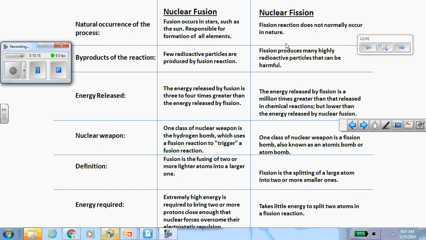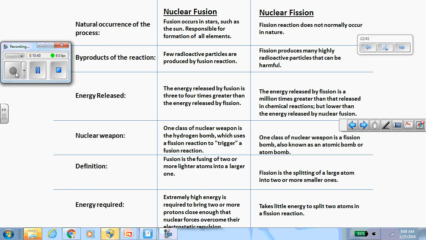The byproducts, however, of a fission reaction are many highly radioactive particles, and they can be very harmful. So that is a huge disadvantage of a fission reaction over a fusion reaction. A fusion reaction does take a whole lot more energy in order for this reaction to occur.